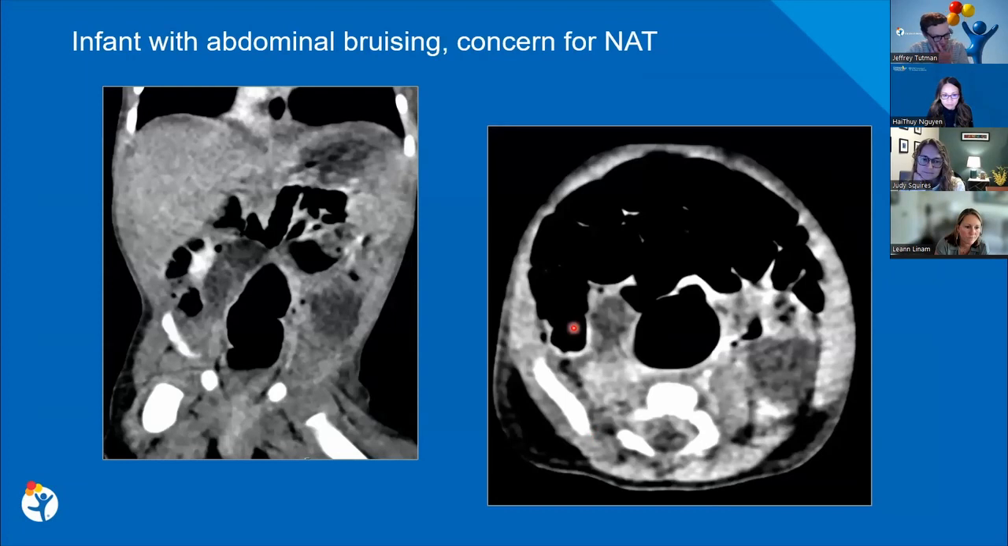And then a nice companion to that: this was a patient we just recently had. This was an infant that came in with concern for NAT, so had an abdominal CT done. It had these two hypoechoic looking things here. Initially, given the history, I think there was some bias, and we thought these were potentially hematomas. That was what they were initially called.